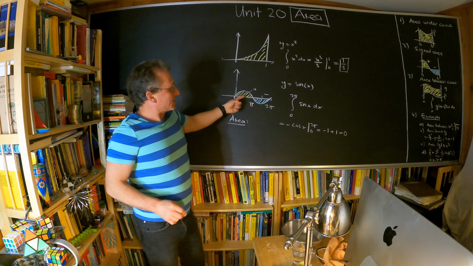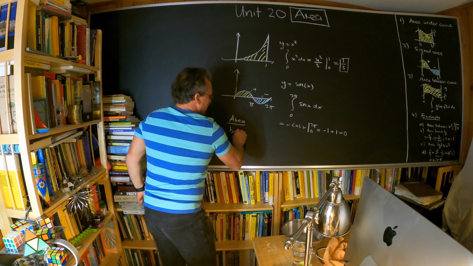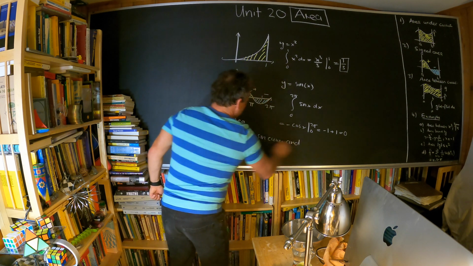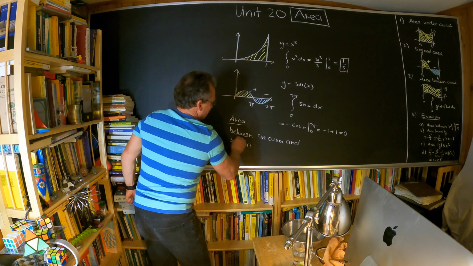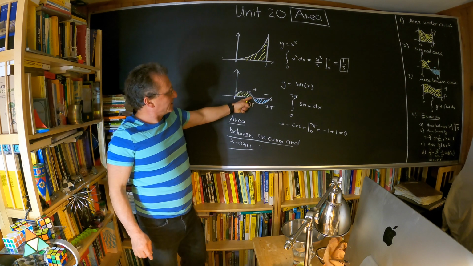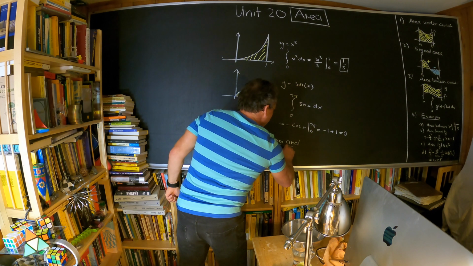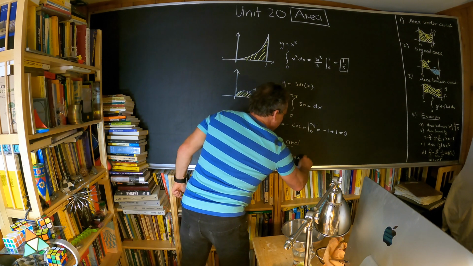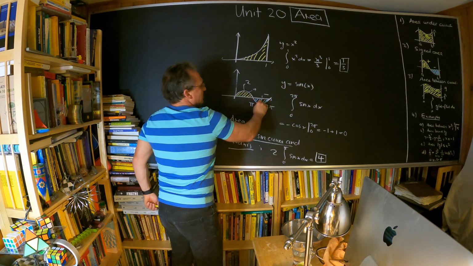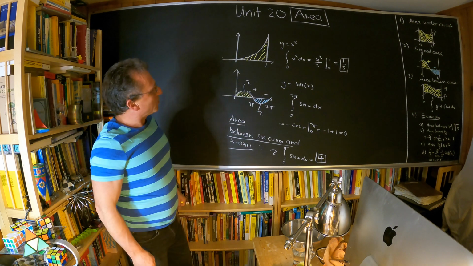If we wanted to find the area between the sine curve and the x-axis, then we would have to just add this area and this area together. So we would just take 2 times the integral from 0 to pi sine x dx, which is equal to 4. So this area is 2, and this area is also 2 if we count it positive.